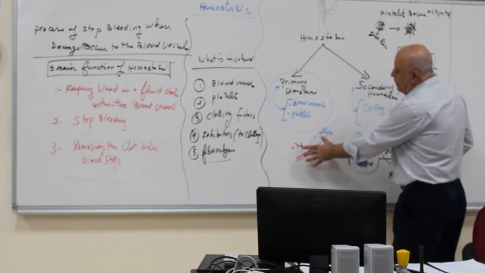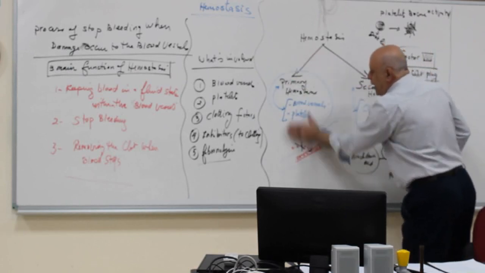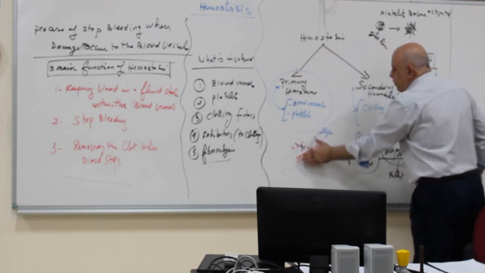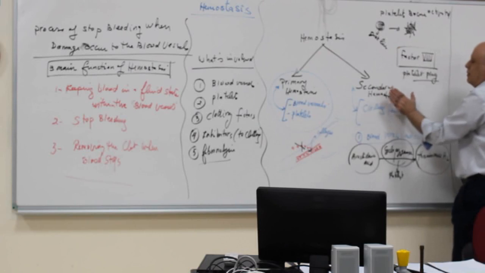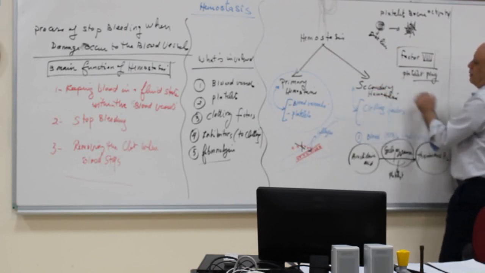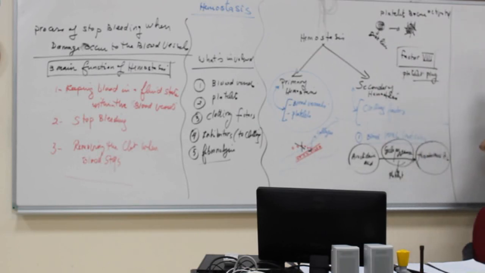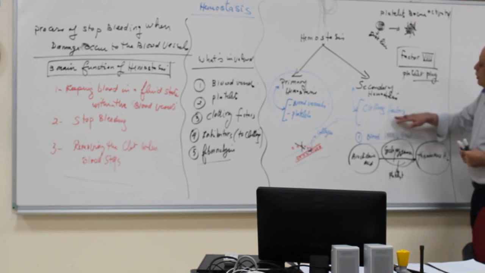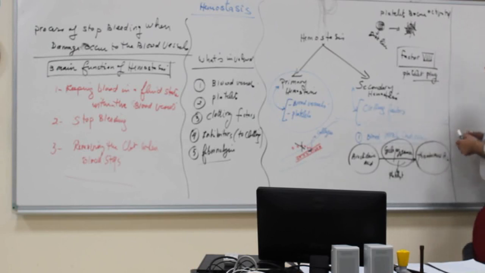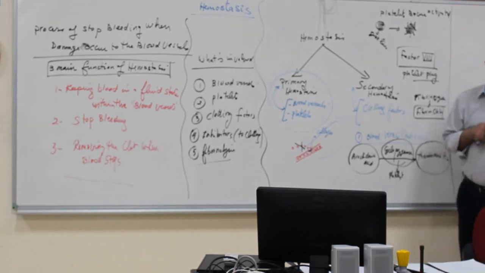Now, this finishes primary hemostasis. As soon as primary hemostasis forms a plug, within 1 minute comes the secondary hemostasis, which involves clotting factors. Twelve clotting factors turn fibrinogen into a fibrin clot, and permanently the blood stops bleeding.